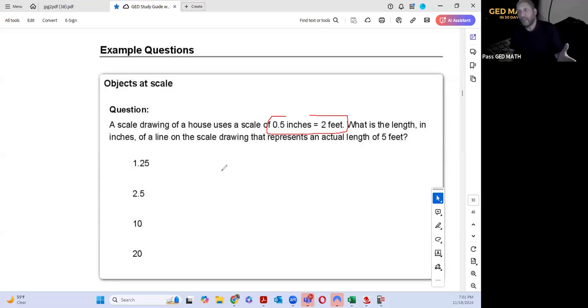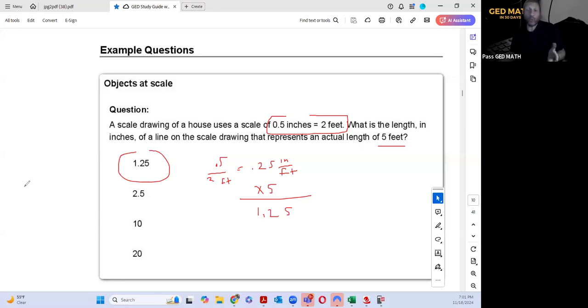Now you could do 0.5 over 2 feet, and you get 0.25 inches for every foot. 0.25 inches for every foot. Well, I need to know 5 feet, so I can multiply this by 5 and I get 1.25. That's one way you can do it.